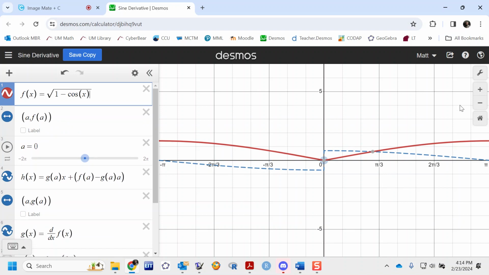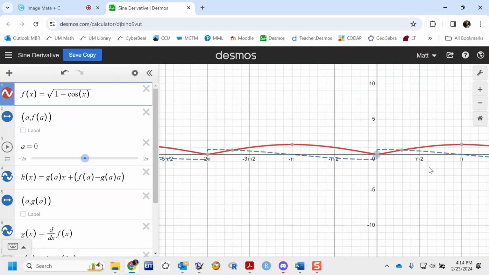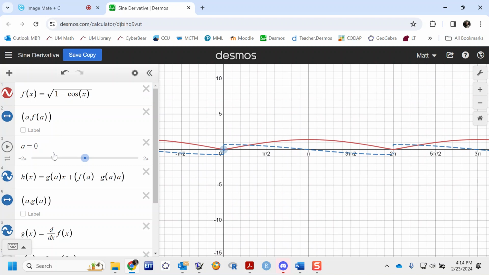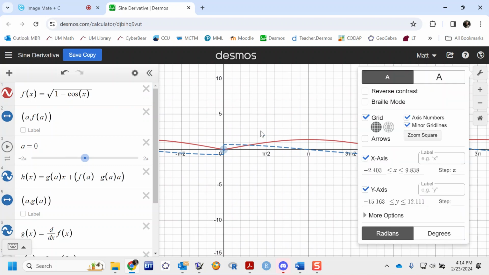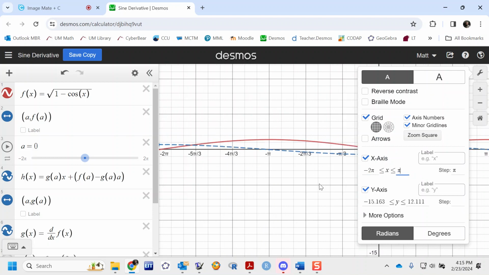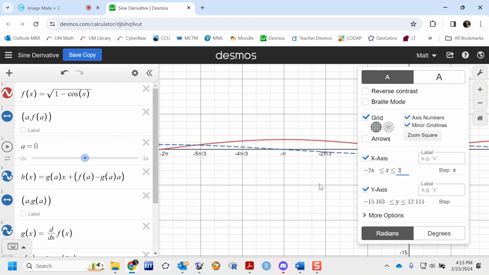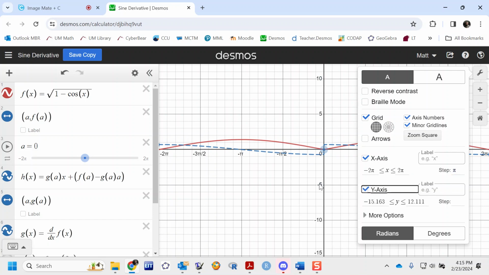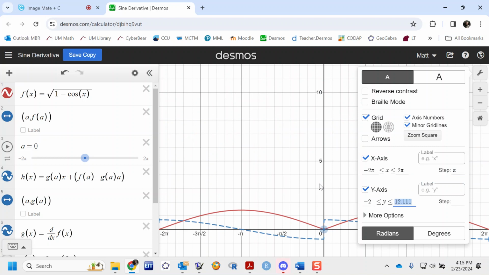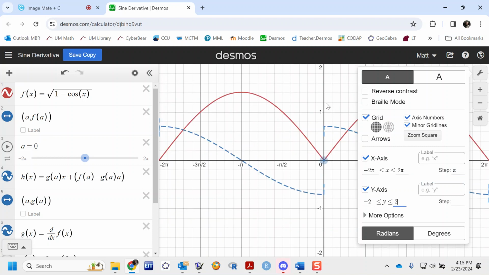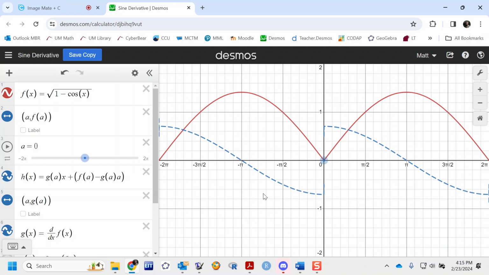Seems like this function's period is a little bit longer. Looks like the red function, its period is 2 pi. So let's take a look, and it looks like the amplitude is no more than 2. For the x-axis, I'm going to go from negative 2 pi to 2 pi. And for the y-axis, I'm going to go between negative 2 and 2, it looks like. There we go. So this is pretty interesting because we end up with a function that has a sharp corner at a point here.